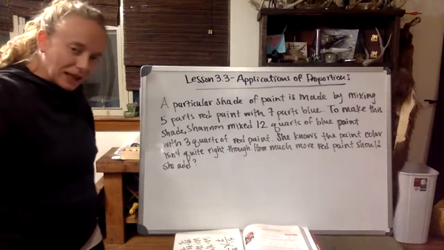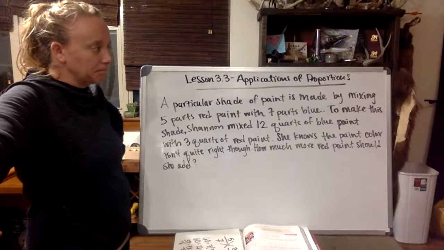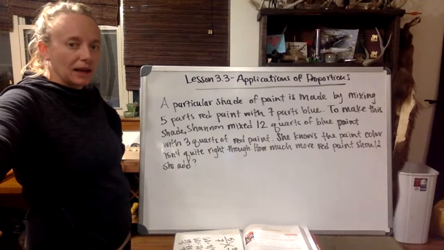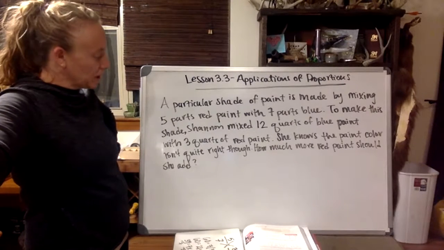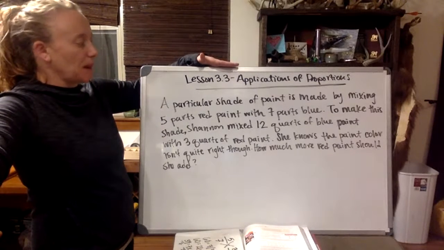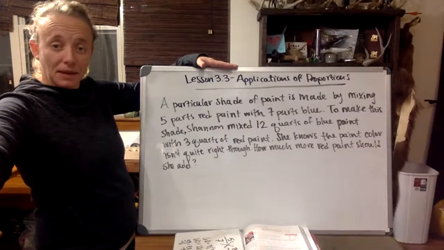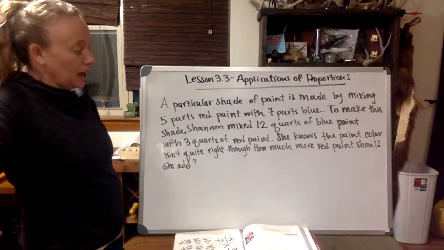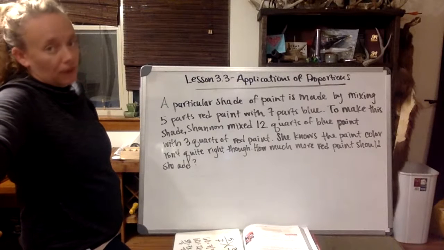This is another application of proportions. While this likely won't happen in your life, because you can mix paint at places like Home Depot or Ace Hardware, it's still an applicable way to look at proportions. So here's our scenario. A particular shade of paint is made by mixing 5 parts red paint with 7 parts blue paint. Sounds like they're making purple, right? Maybe a little bit of a bluish purple. To make this shade, Shannon mixed 12 quarts of blue paint with 3 quarts of red paint.